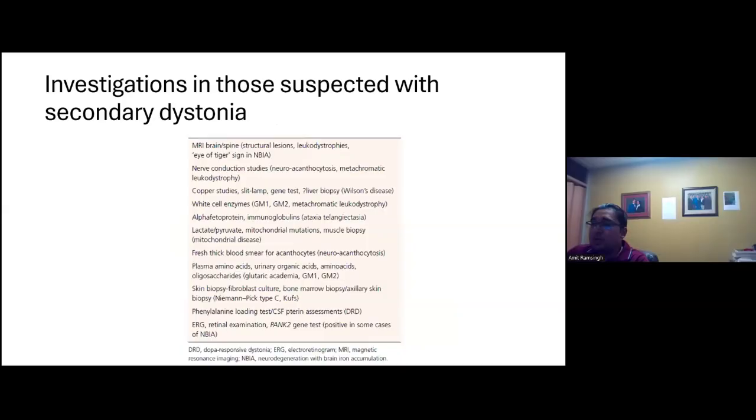So again, this is just a table basically summarizing the different types of investigations that we could use in a patient that we suspect with secondary dystonia. And there are a large number of different causes, right? And this could be read at your convenience, but basically MRI brain to rule out leukodystrophy or brain iron accumulation disorders, copper studies and slit lamp tests to rule out Wilson's disease. We look at blood smears to rule out neuroacanthocytosis, or blood film, as well as different types of biopsies. We're looking at the different glycogen storage disorders.